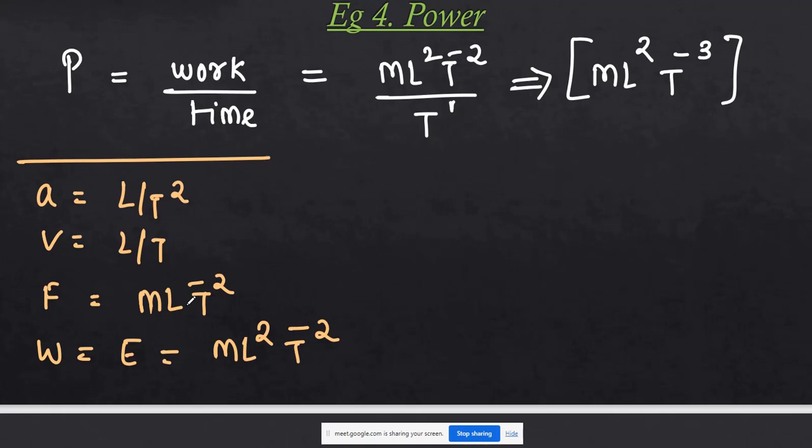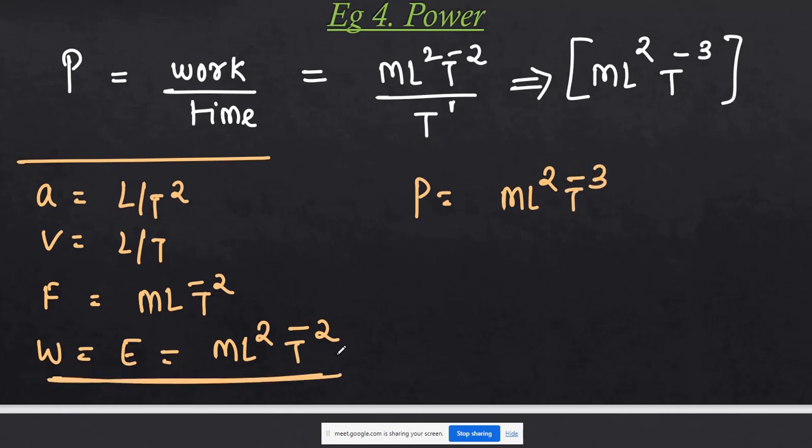Just L power 1. Now when you take power, it is ML square T power minus 3. You just remember the work formula. If you keep L power 1, it becomes force. In the work formula, if you keep T power minus 3, it becomes power. Sorry, not pressure, power.